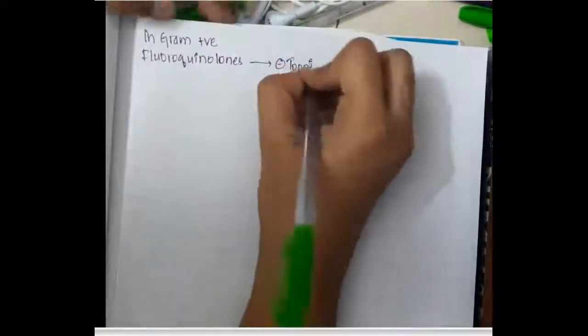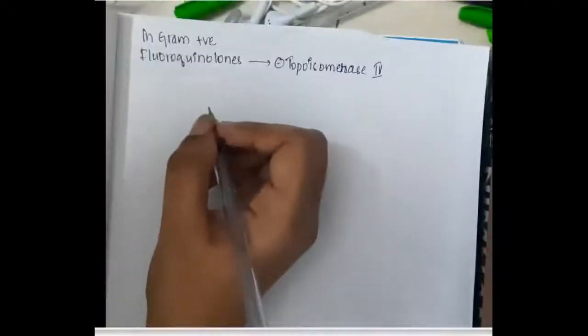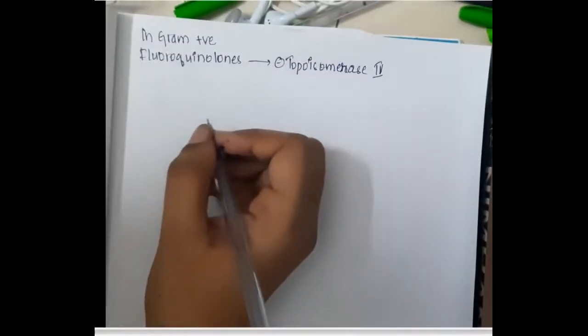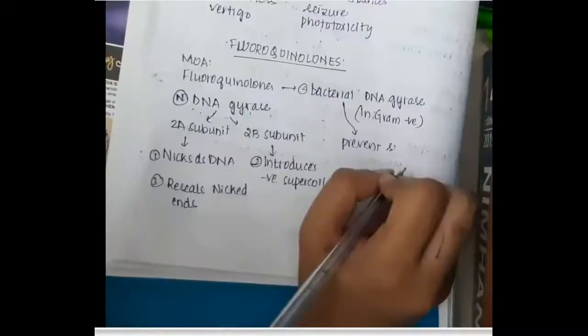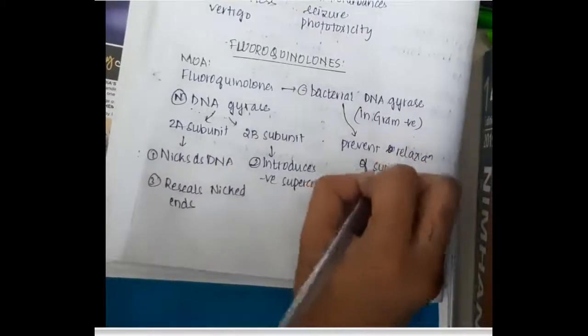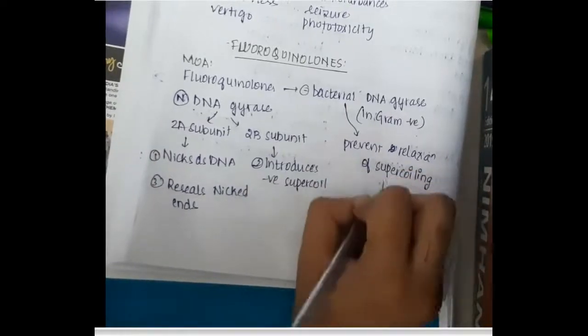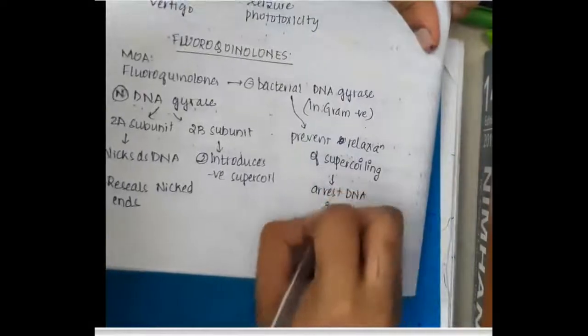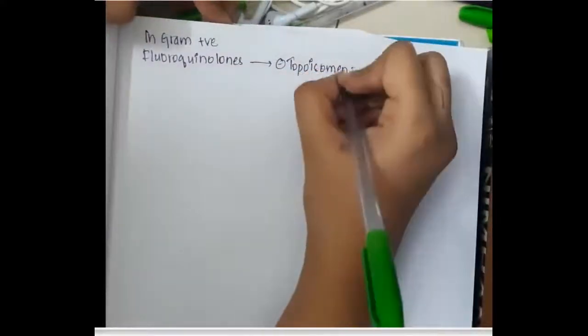individuals, fluoroquinolones will inhibit DNA topoisomerase 4 in gram positive organisms. So these fluoroquinolones inhibit the enzyme bacterial DNA gyrase, which is present in gram negative organisms, and this will prevent the relaxation of supercoiling, and thus it will arrest the DNA replication. This is what happens in gram negative. In gram positive organisms, these fluoroquinolones will inhibit the enzyme topoisomerase 4.